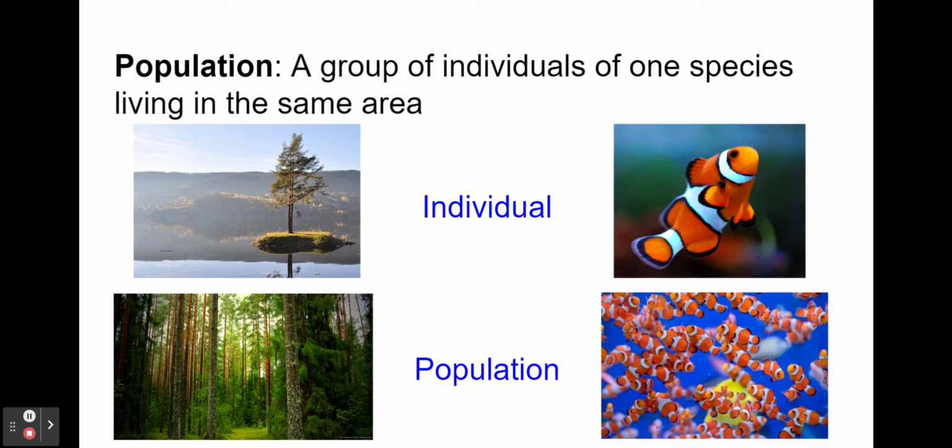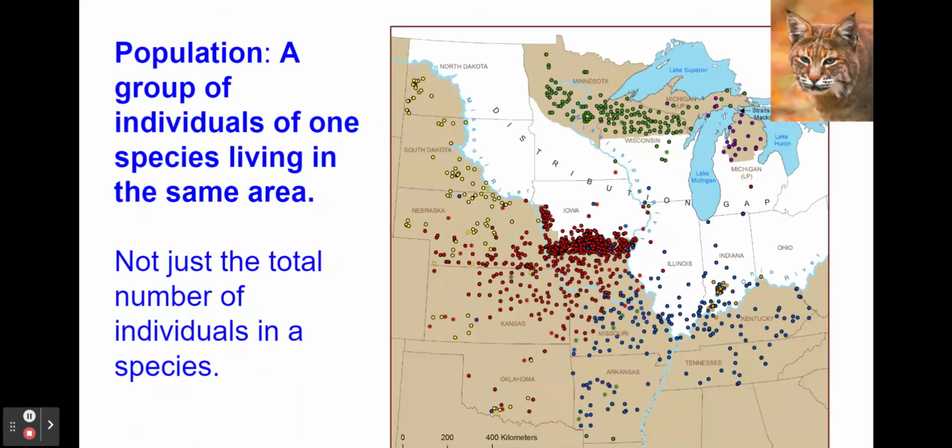So one thing that I want to be careful about is that a population is actually not just all of the clownfish in a particular area. It's the group of clownfish in a particular area that are breeding with each other, that are sharing the same resources, that are sharing the same mates with each other, or competing with each other for the same mates. Let me show you an example of what I mean.